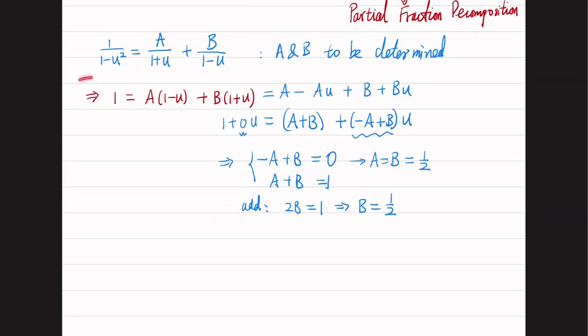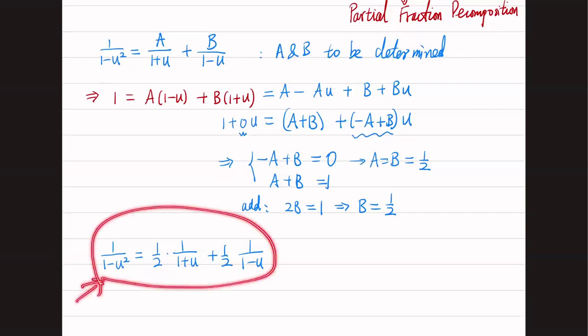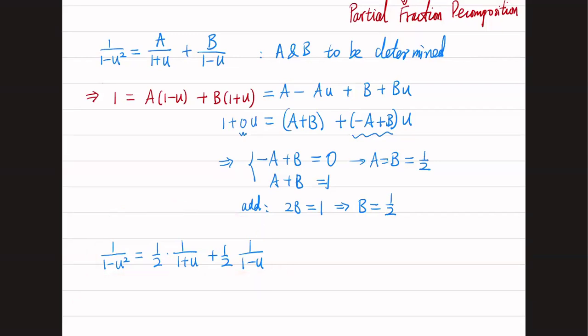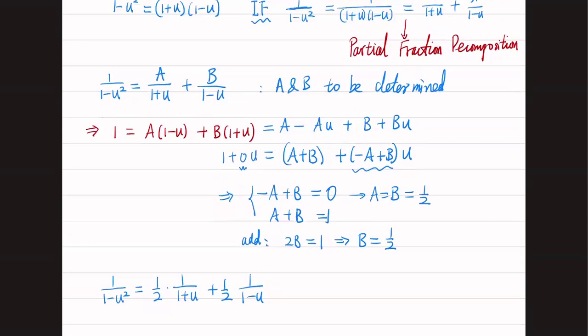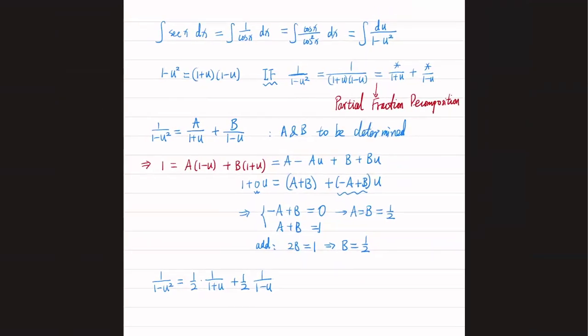We can go back to find this formula. A is 1/2, over 1 plus u. B is also 1/2, over 1 minus u. Okay, so this is the partial fraction decomposition. Sophia, any question about this step? No. Okay, very good.